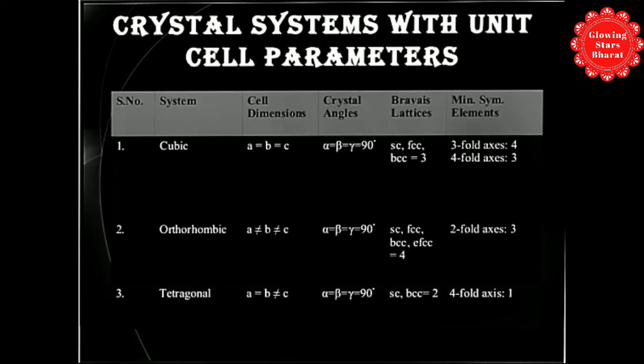Next is monoclinic: a not equal to b, b not equal to c. Crystal angles alpha equal to gamma equal to 90 degrees and beta not equal to 90 degrees. Two types of Bravais lattice, SC and EFCC. Next, see triclinic, hexagonal, rhombohedral and trigonal. See the figure and also note down in your notebook.